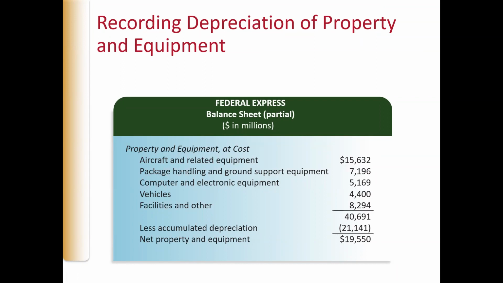When depreciation is taken against this equipment, instead of crediting these assets, we credit what we call this contra account of accumulated depreciation to keep track of the depreciation we have taken since its life on these assets. So the true net cost of our assets are 19,550,000. Even though we purchased them for 40,691,000, we have used up 21,141,000 of these assets, meaning we've taken some depreciation against them.